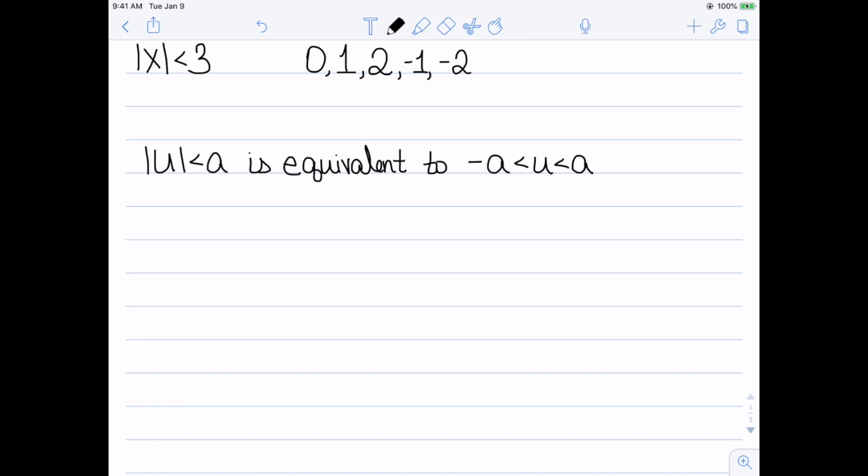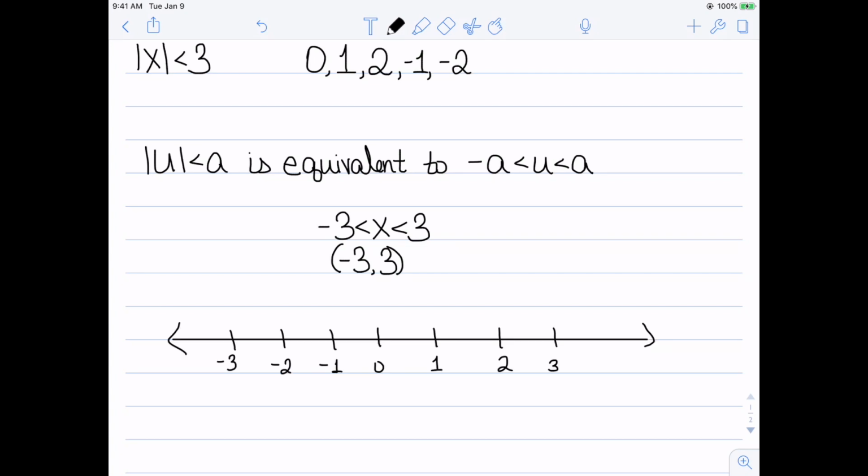which says that the absolute value of u is less than a is equivalent to the inequality -a is less than u is less than a, where once again u is an algebraic expression and a needs to be a positive number. So for the example that I started with, I have -3 is less than x is less than 3. We know this is equivalent to the interval -3 to 3. If we want to graph this, we're going to use open dots on both -3 and 3, and we'll shade in the middle.